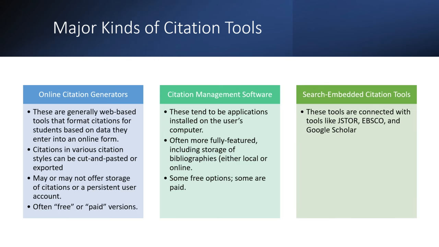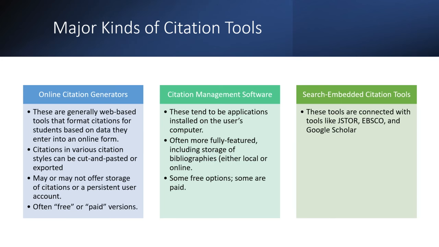Online citation generators, which are web-based tools that format citations for students or researchers as they put information into an online form. These usually result in citations that can be cut and pasted or exported to a document. They sometimes store citations, perhaps in the browser or in a user account, and there are often free versions and paid versions.